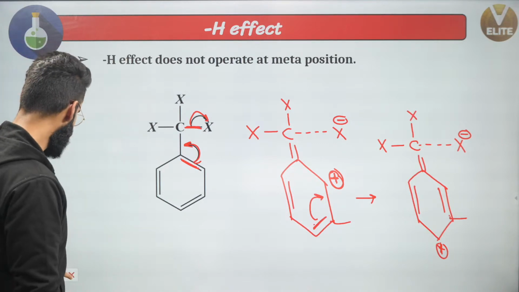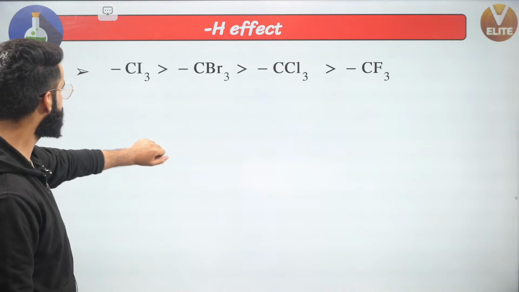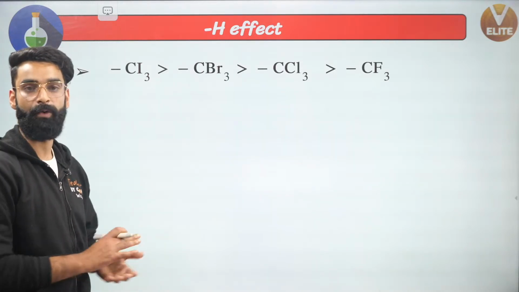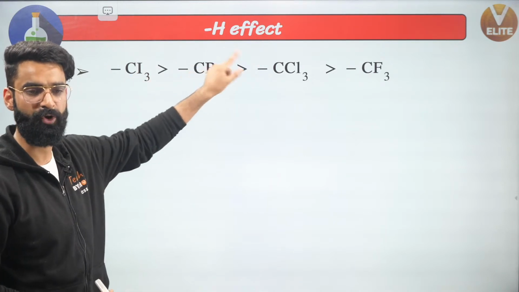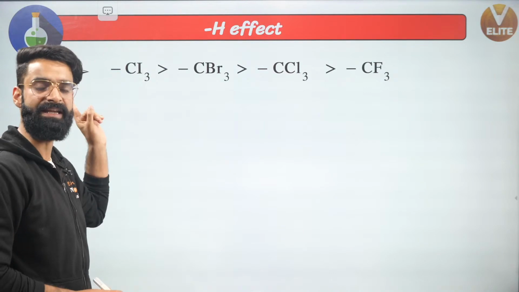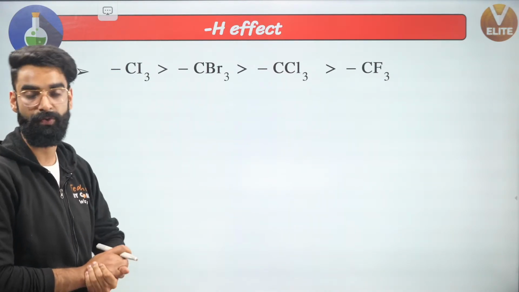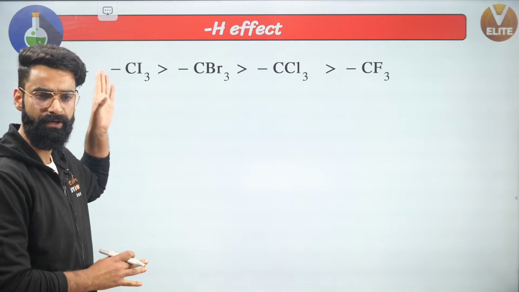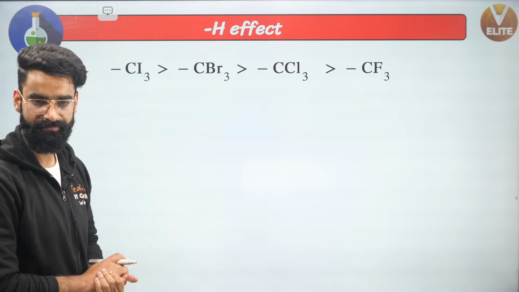Perfect. Let's move on. Let's talk about some examples. This is something which I've shown you. The minus H power series: CI3 maximum, followed by CBr3, followed by CCl3, followed by CF3. This is something I want you guys to remember. The series for plus H also, the series for minus H also, both the series I want you guys to remember. Without remembering these series, you are not going to do the questions, right?